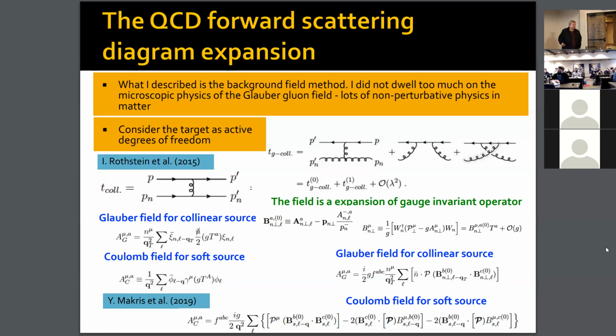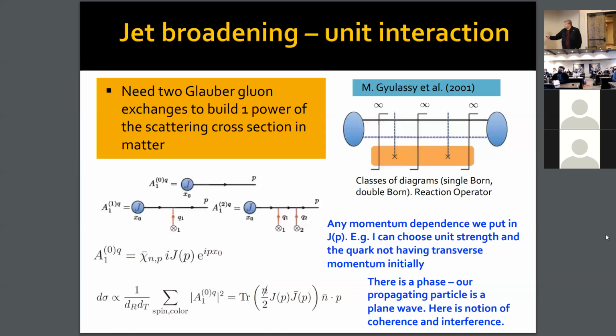Now, let's start with the idea of jet broadening. The basic idea is to try to express things in gauge invariant objects, for example, scattering on individual nucleons or quasi-particles in terms of cross-sections and scattering lengths, which are gauge invariant. In order to do that, we have to realize that we need two gluon exchanges in the cross section to build one power of the elastic scattering cross section.